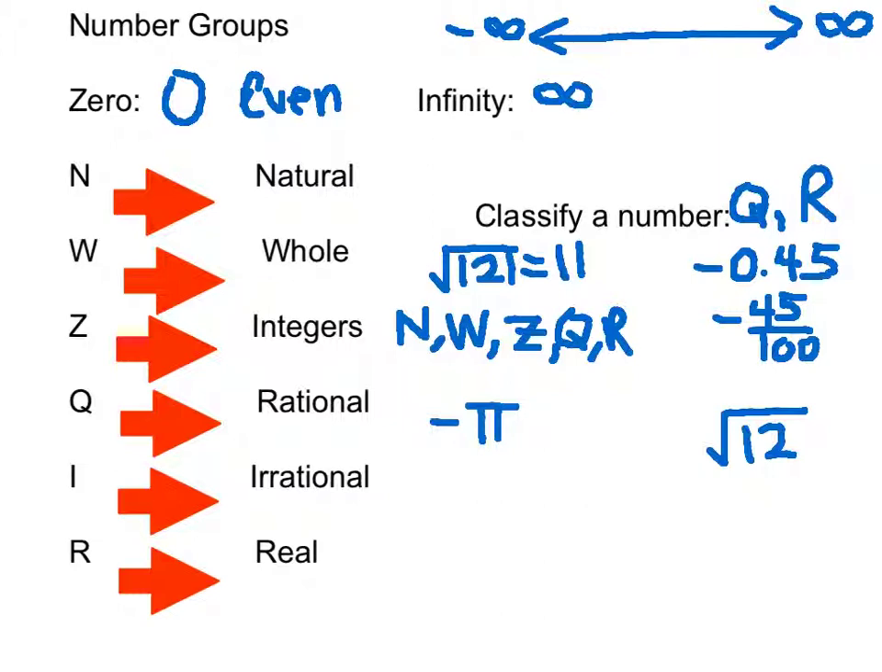Finally, let's look at pi, negative pi, and square root of 12. I put those together because they are both irrational. They both have non-repeating decimals if they're converted to decimals, and they're also real. So you'll see any number that you get has two number groups, even though the textbook said that it might only have one number group. Always put the R in there for real.